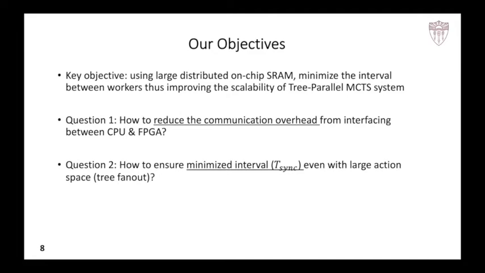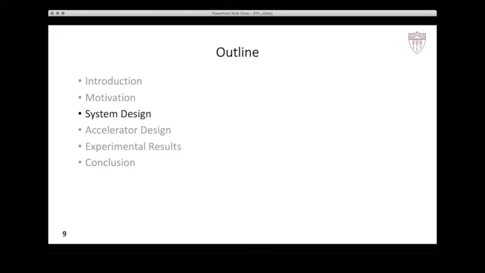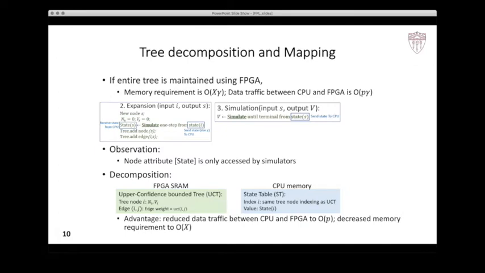Some questions associated with this goal are: first, from the system point of view, if we want to keep our system application agnostic and use the CPU for simulation, how do we reduce the negative performance effect of CPU-FPGA communication in the end-to-end implementation? Second, from the accelerator point of view, how can we ensure that we have minimized the interval even with a large action space that leads to a large fan-out of the tree? We answer these questions in the system design and accelerator design. We first introduce our tree decomposition and mapping technique.